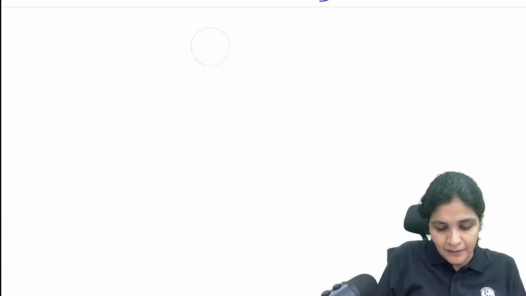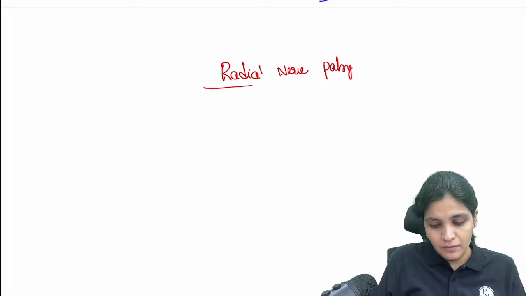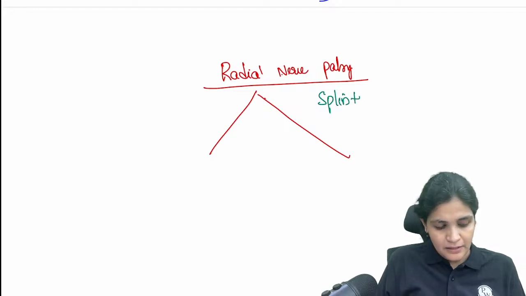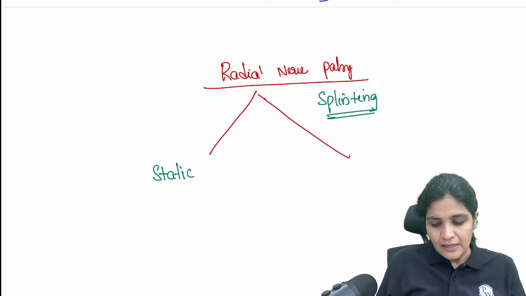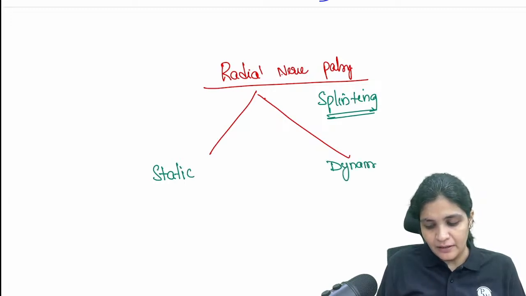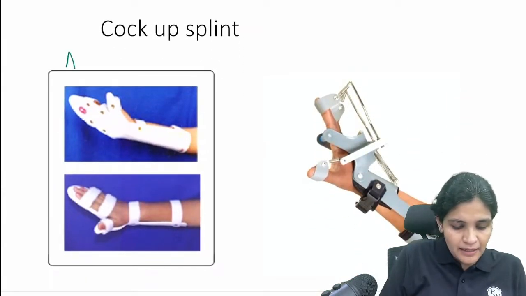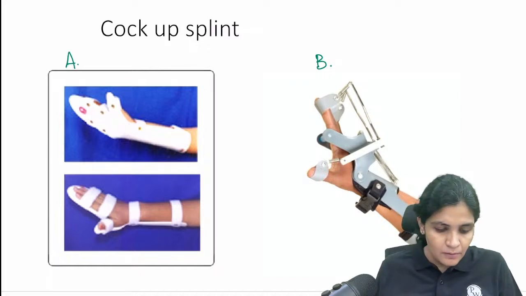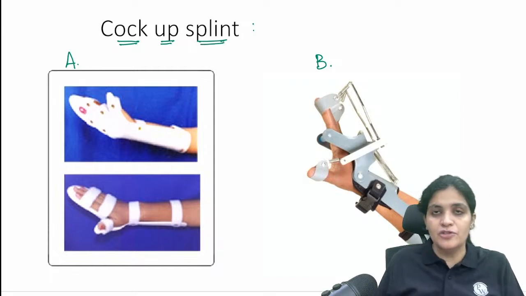So radial nerve palsy. Treatment is splinting, right? Yes, cock-up splint. Very good. So there are two types. One is your static. The second one is your dynamic. So which one is static? Which one is dynamic? This is A and this is B. What is A? What is B? Both are cock-up splints. But which one is static? Which one is dynamic?